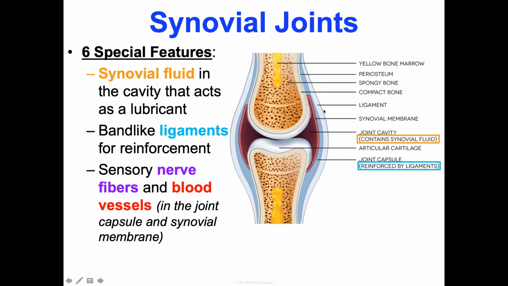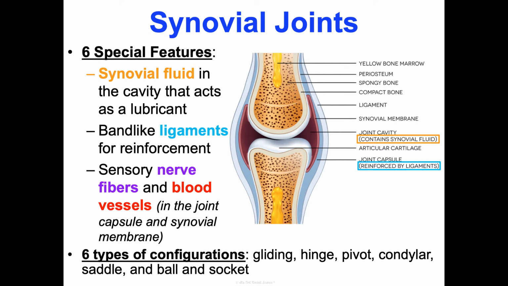And then, like we have within our bones, also in our joints there are sensory nerve fibers and blood vessels, which are really important when we get to talking about muscle contraction in concept 3. And then we have 6 types of configurations that we're going to talk about too of these synovial joints.